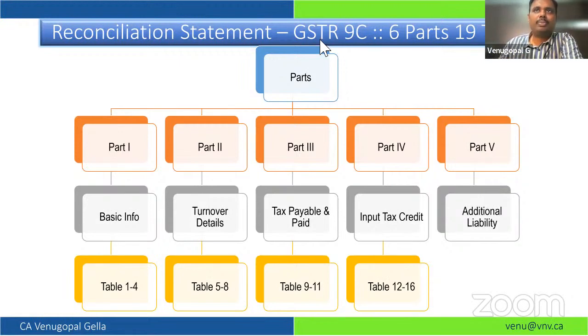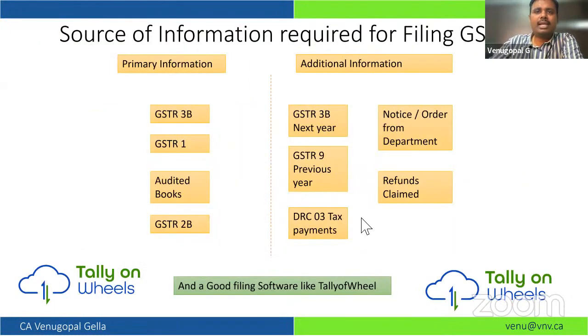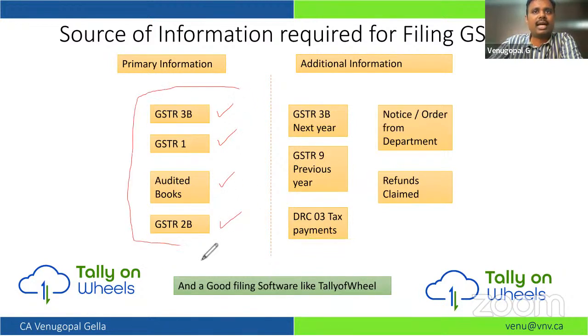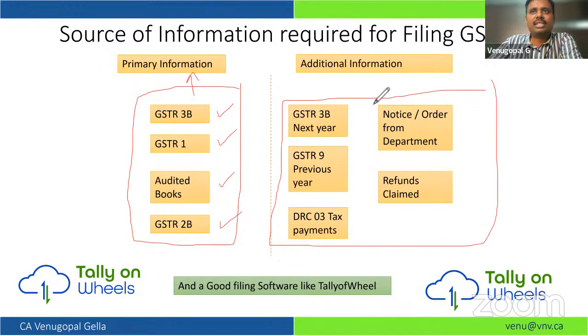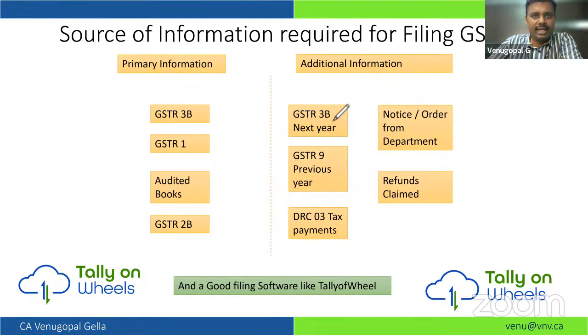Now, how do we prepare this information? If we have to prepare this information, you need to have multiple data points. The data points are, you need to have your GSTR3B, GSTR1, your audited books of accounts, GSTR2B or 2A. This I would call as a primary source of information. Apart from that, you also need to have a visibility of GSTR3B of the next year, GSTR9 of the previous year, DRC03 that you need to pay, that you have already paid, all this information that you would be needing.